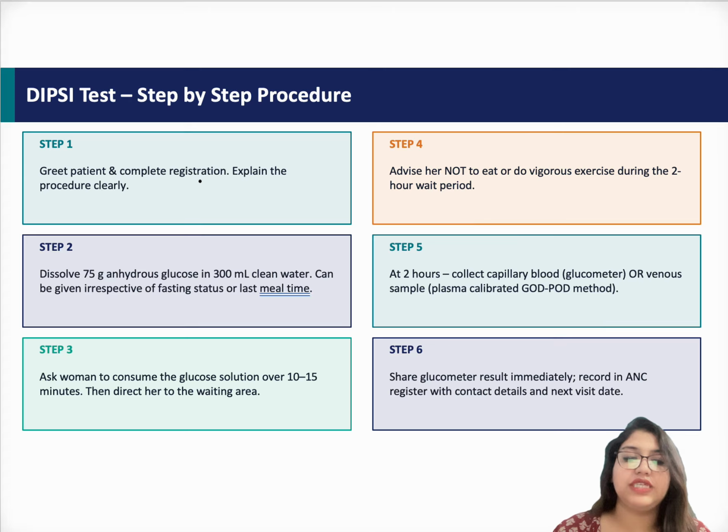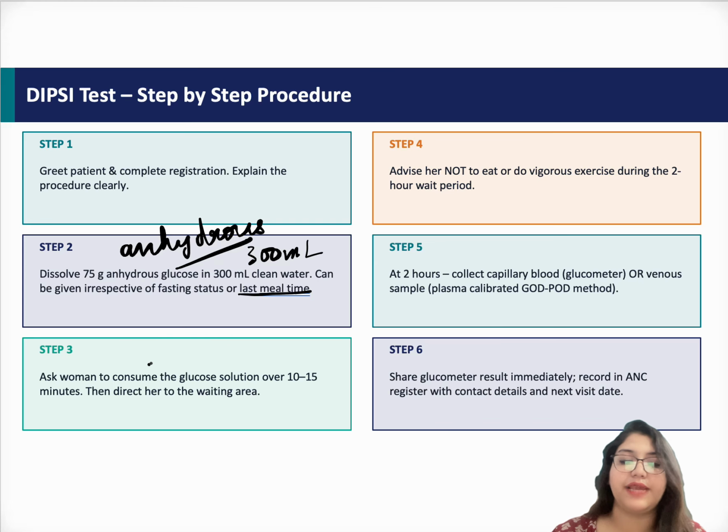So what is the step-by-step procedure? You should greet the patient, complete the registration, explain the procedure, then dissolve 75 gram anhydrous glucose. Now this was something that was asked: what is the type of glucose? It is anhydrous glucose in 300 ml of clean water, and can be given irrespective of fasting status or last meal time. Ask the woman to consume the glucose solution over 10 to 15 minutes, then direct her to the waiting area. Advise her not to eat or do any vigorous exercise during the 2-hour wait period. At 2 hours, collect a capillary blood glucometer or venous sample, plasma calibrated GOD-POD method. Share the glucometer result immediately, and record in the ANC register with contact details and next visit date.